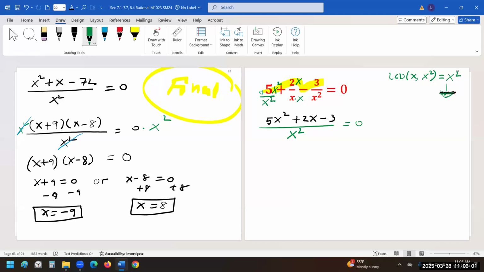Also, let's see what we don't want in our solution. We don't want x squared to be 0 because that has all the denominators. Take the square root. That tells us we don't want x to be 0. So for rational equations, we look for two things: what is the solution, and what we definitely don't want for our x. Now what do we do?